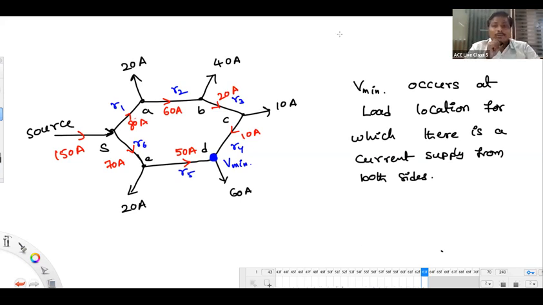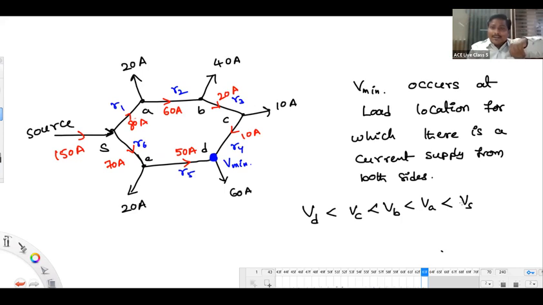Yeah. Look here, please. See, if you are getting current to D from C, then definitely VD will be less than C. Current will flow from higher voltage to lower voltage. So current is coming from C to D means C voltage is more compared to D voltage. You are getting current from B to C, so B voltage is greater compared to C. And you are getting current from A to B, so A is greater compared to B. And the source is greater than E, definitely.